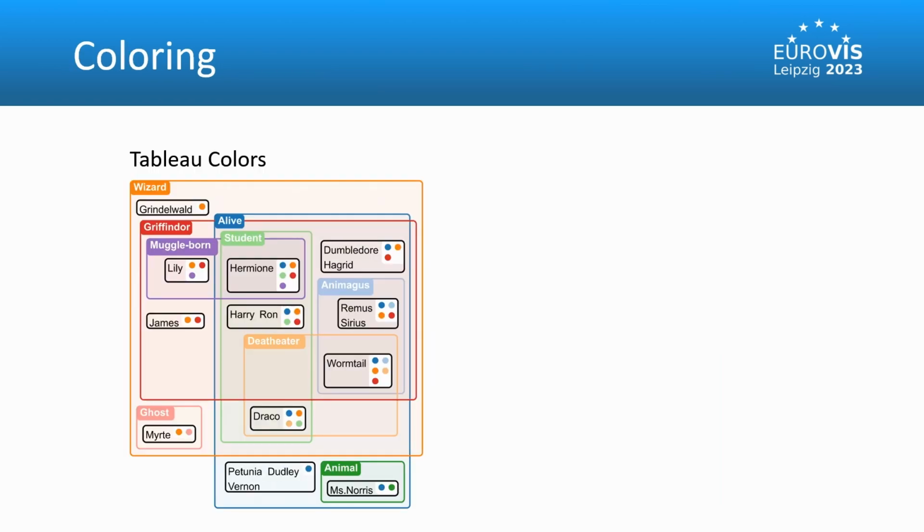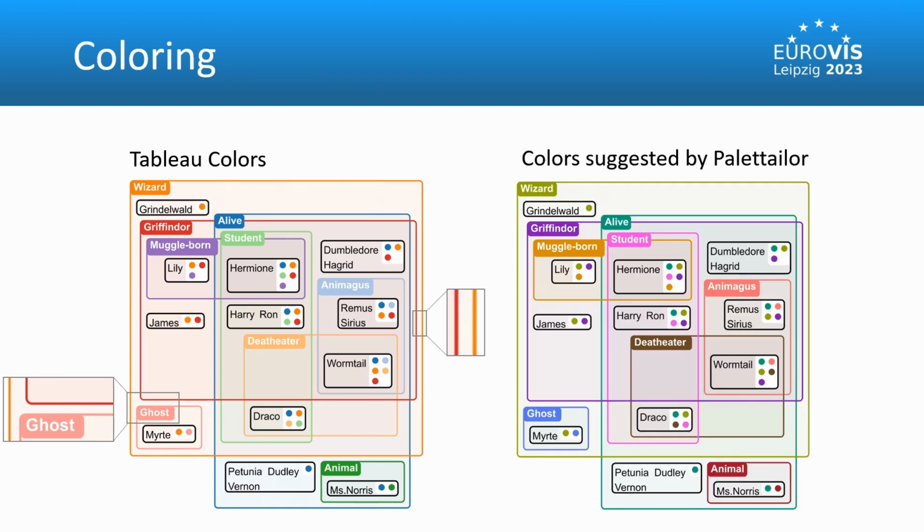We randomly assign colors from the Tableau color palette to rectangles representing sets. This can cause edges of similarly colored rectangles to be parallel and close together. To increase the distinctiveness of the colors, we adapted the automatic coloring technique proposed by Paetzold and Liu et al. to suggest colors for our diagrams. Both color schemes are available for selection in our web-based tool.